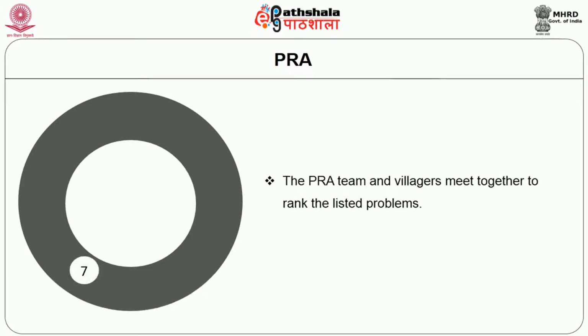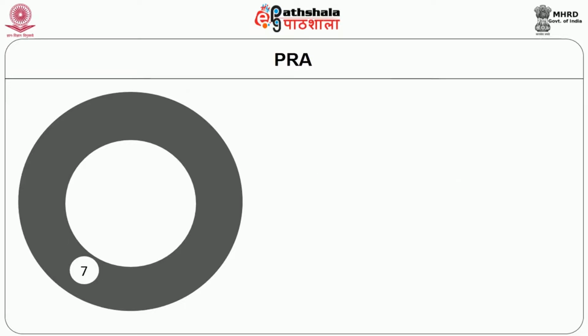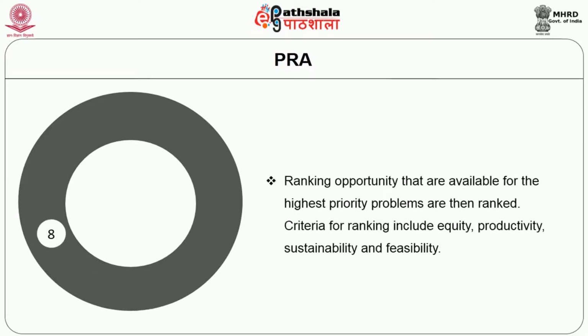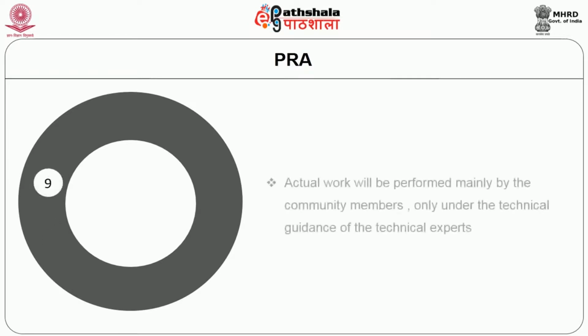The PRA team and villagers meet together to rank the listed problems. The opportunities available for the highest priority problems are then ranked. Criteria for ranking include equity, productivity, sustainability and feasibility. Actual work will be performed mainly by the community members, only under the technical guidance of the technical expert.